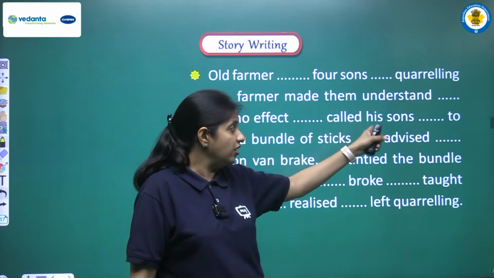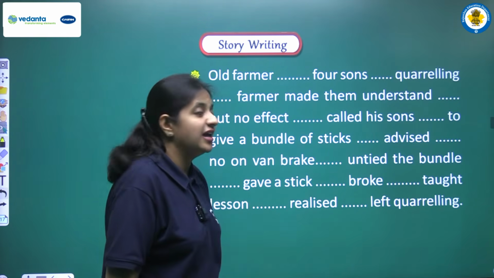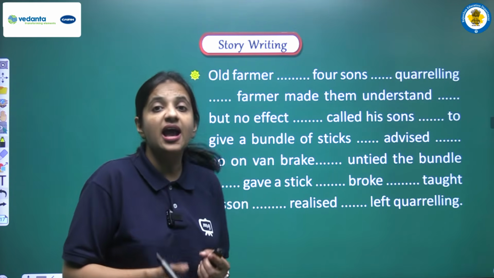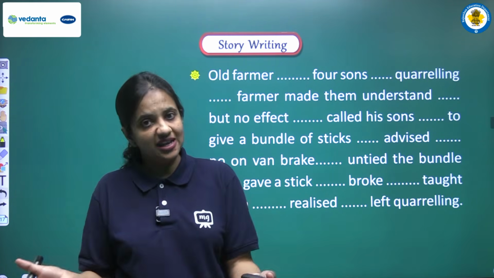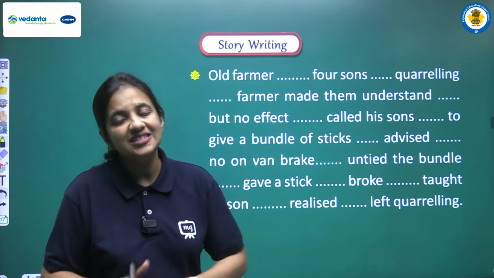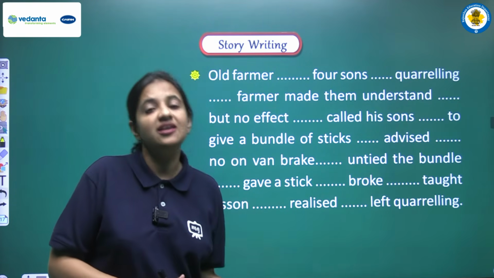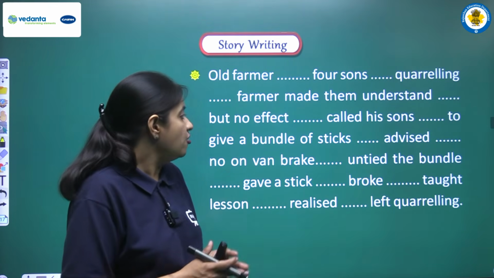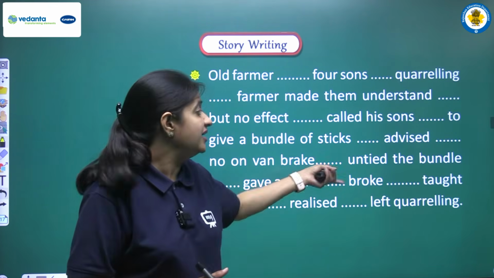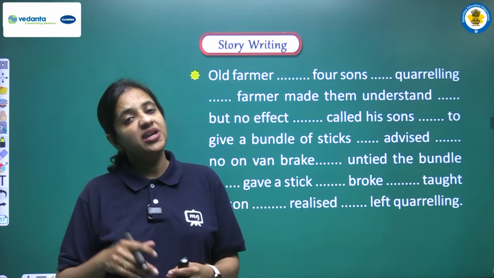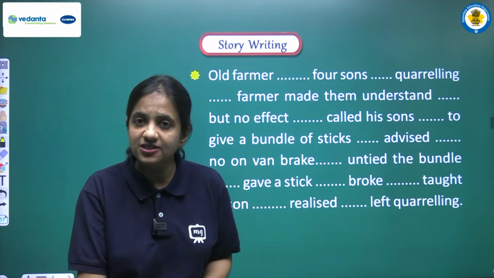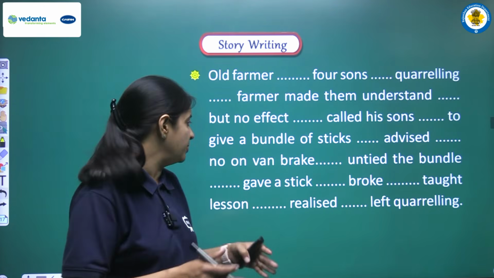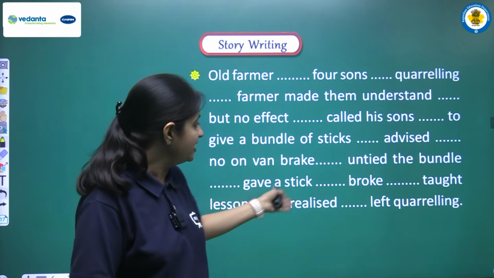One day he called his sons to him, and then he gave them a bundle of sticks. Then he asked his sons to break the bundle. All four sons tried one after another, but none was able to break the bundle. So finally the farmer untied the bundle and gave one single stick to each of his sons. Now it was very easy for his sons to break the sticks.